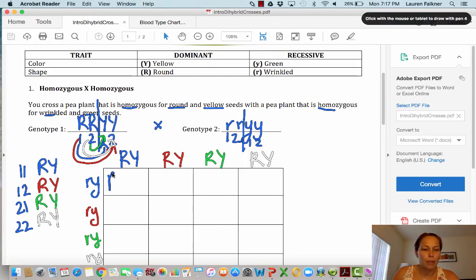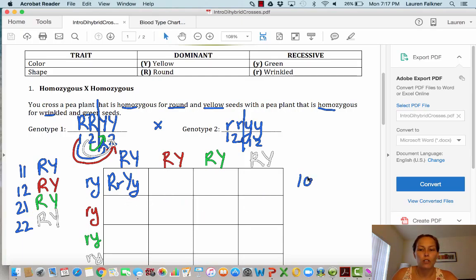So again, we'll have capital R, lowercase r, capital Y, lowercase y. Capital letters always come before lowercase, and I like to go in alphabetical order, so the R's will always come before the Y's. So if you fill in all of the boxes within the Punnett square, you will see that 100% of them are going to be heterozygous for their genotype. So capital R, lowercase r, capital Y, lowercase y, and 100% of them are going to express the dominant trait. So they're all going to be round and yellow.